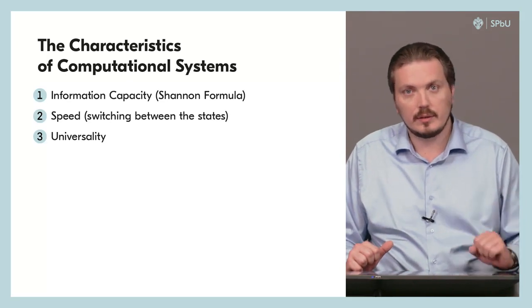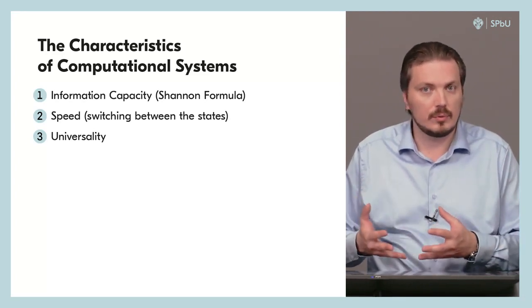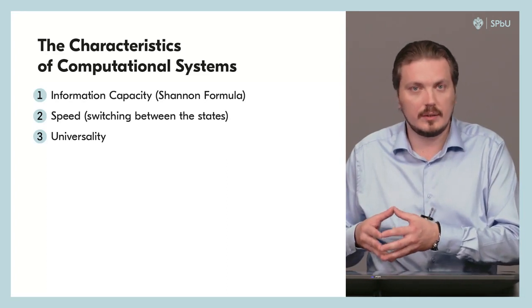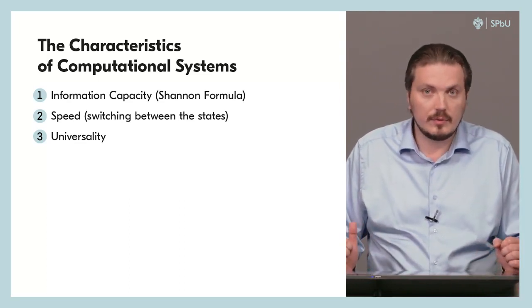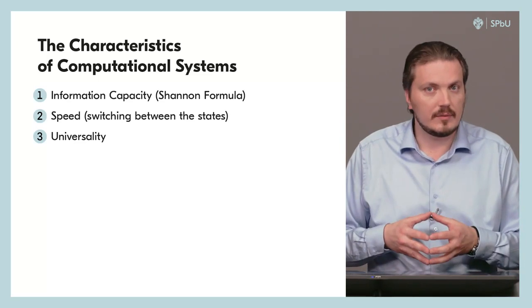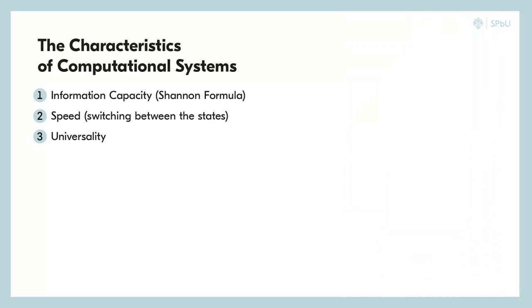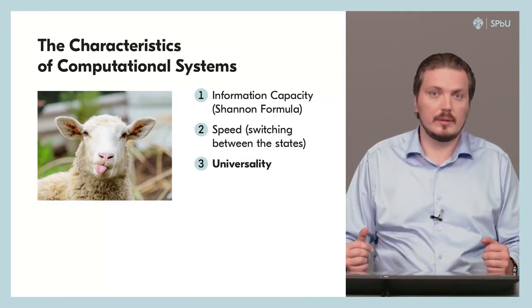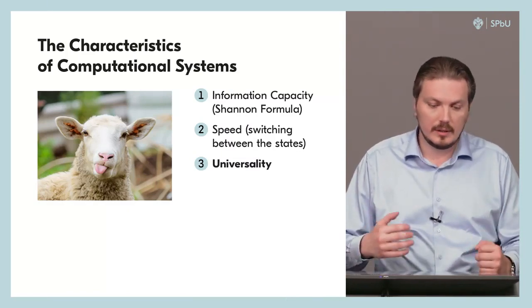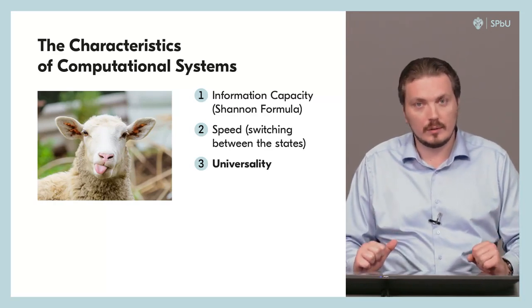Second is speed, or the frequency of state switching. So the faster we change the states, the faster we compute, and the faster we obtain the result. And the third, but not the last and the least, is universality. So which tasks can we solve with the computational system? What repertoire does it have? Let's talk about this last one, the universality. Now you can understand why I advise you to read some popular science books. For example, in the book of David Deutsch, The Beginning of Infinity, there was an example of a computational device which illustrates this notion very well.